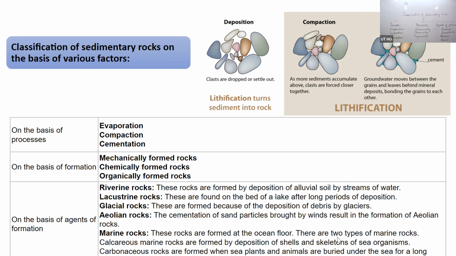Okay, open your resource books, page 64. After you've written this, resource book, page 64, the top: evaporation, compaction, cementation. We read this page and all this part also. Ma'am, after marine, have you written glacial also? No, but if it's in your book, write it. Riverine, lacustrine. Glacial is also there, so write glacial after that.